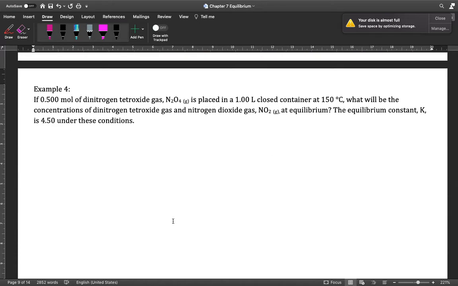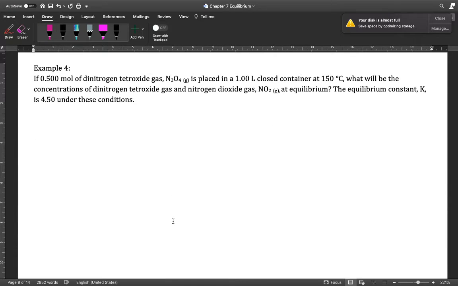All right, moving on to example number 4. Again, we're going to do the exact same thing that we've done in the last 3 examples. But again, we have to look at this specific context to understand this situation so that we can find our equilibrium concentrations for both of these gases. So our reaction is N2O4 producing NO2, right? So writing our equation, N2O4, double arrow, 2 NO2. Both of these are gases.